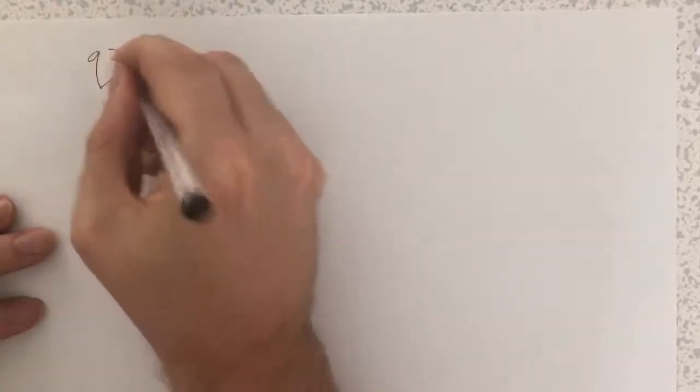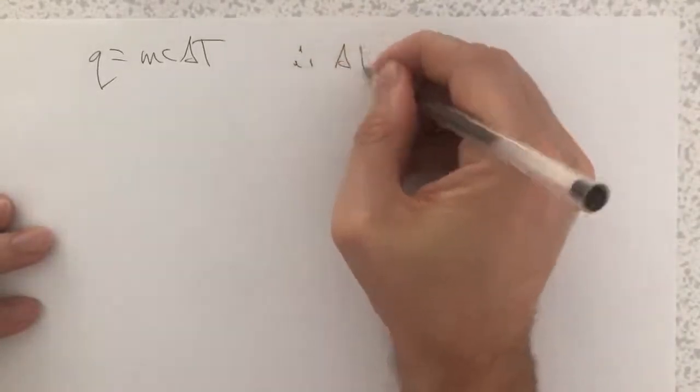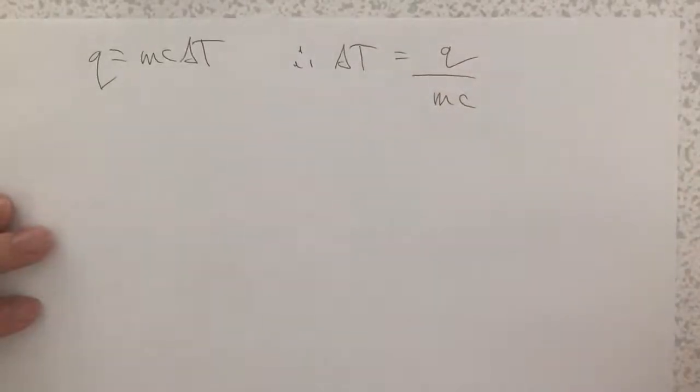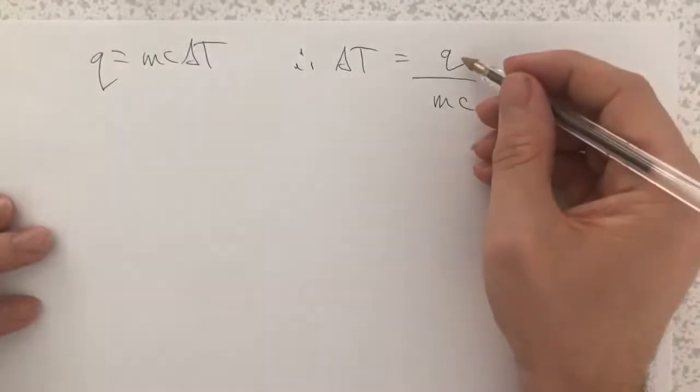What it's asking us to find is the temperature change, the delta T. So how we'd go about that is I know my equation is heat equals mc delta T. So I'd rearrange that, so therefore delta T equals heat over mc. So I need to figure out how I'm going to find my heat.